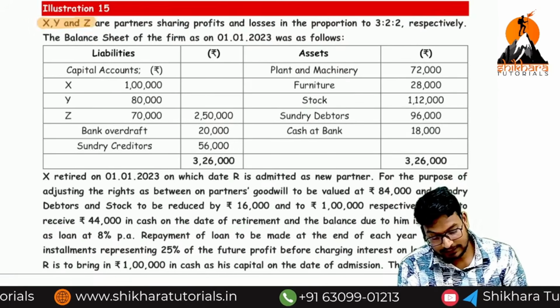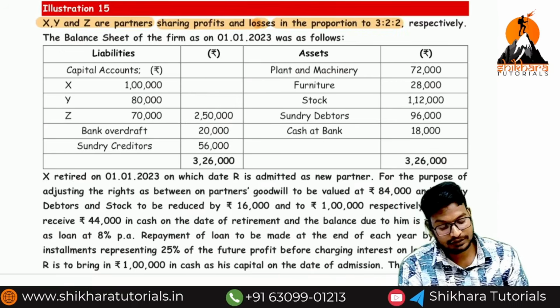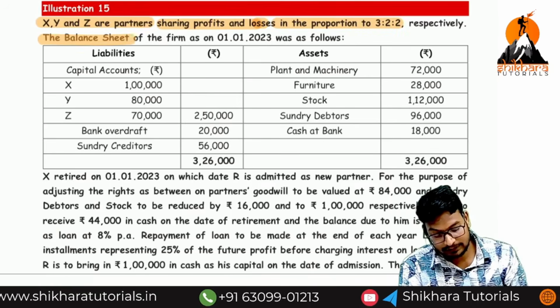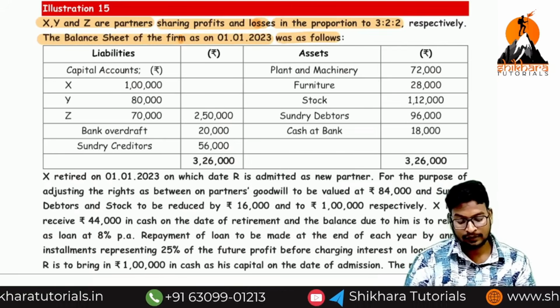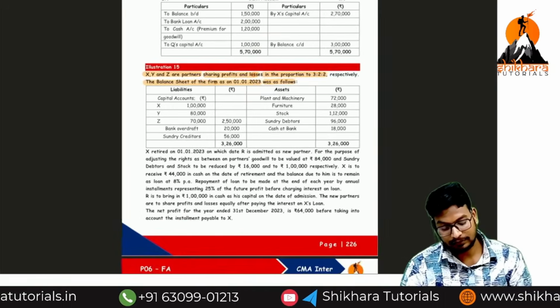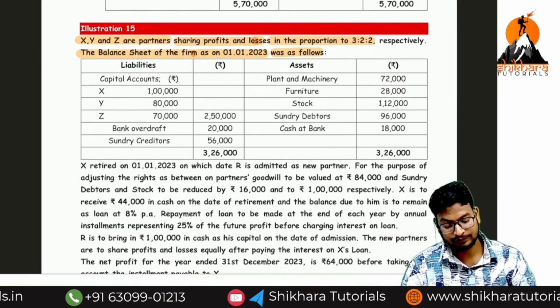So X, Y, and Z are the partners sharing profits and losses in the ratio of 3:2:1 respectively. The balance sheet of the firm as on 1/1/2023 were as follows. So they are given only the capital account. Only capital account means fluctuating capital or fixed capital?